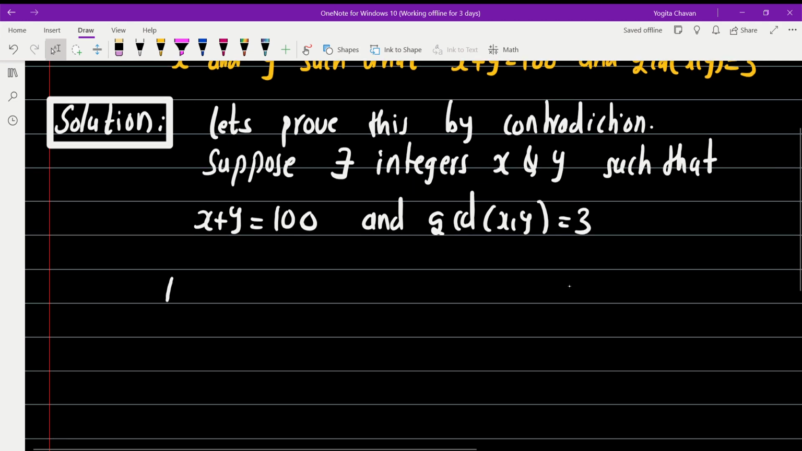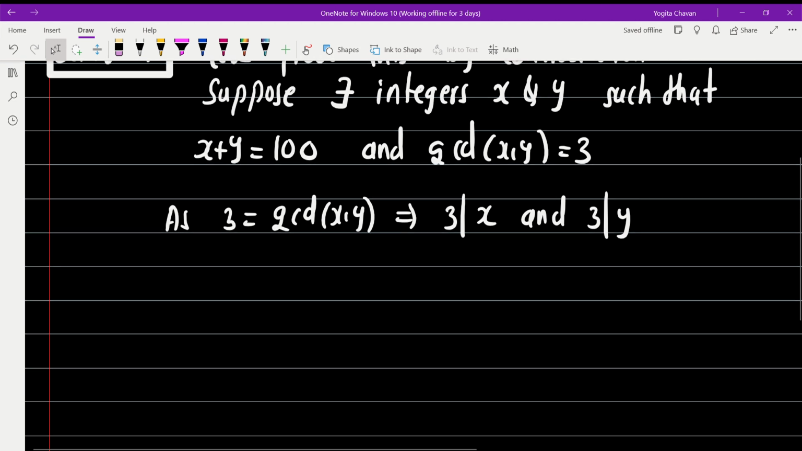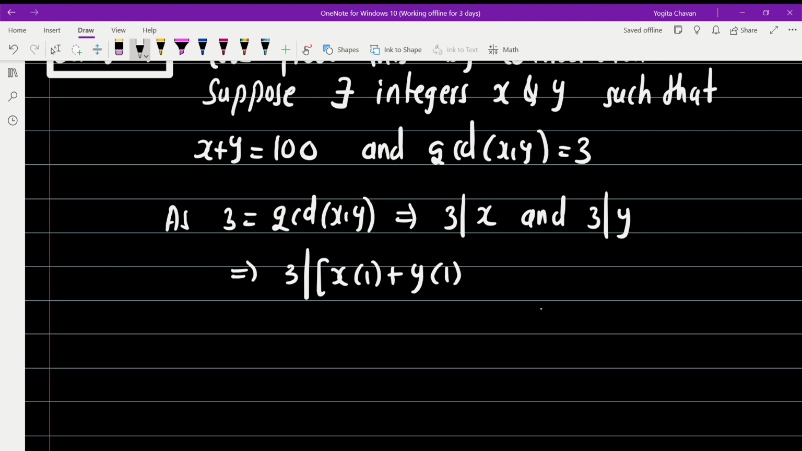Now as 3 is equal to GCD of x and y, this implies 3 divides x and 3 also divides y, because 3 is the greatest common divisor. It is a common divisor, so it divides both numbers. Now 3 divides x, 3 divides y, this implies 3 divides x into 1 plus y into 1.